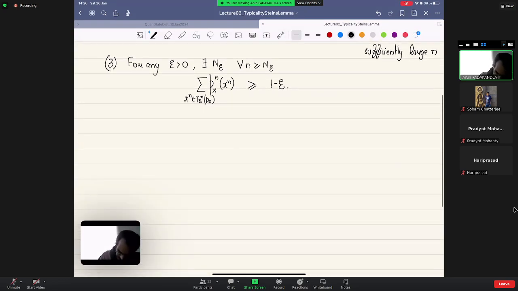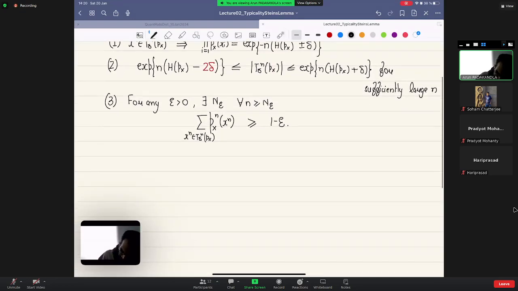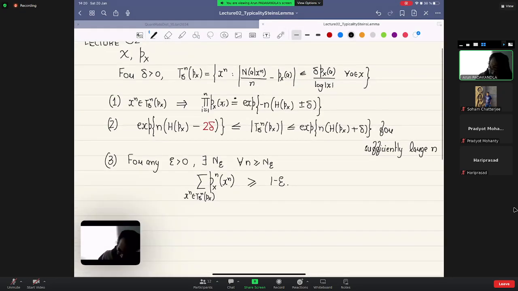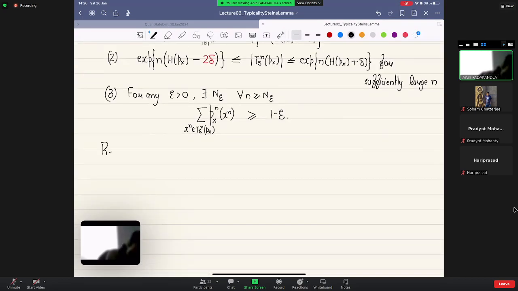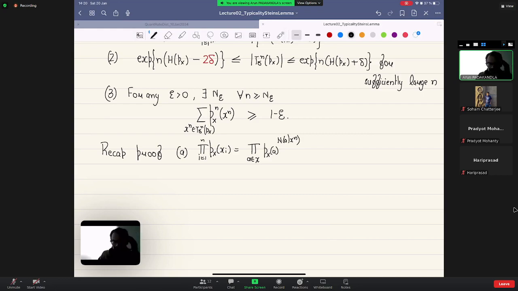So just a few recap of how we proved. The first one is essentially a very small recap proof. You just write this and then you will get it. The product over i equal to 1 of Px of xi. So you just write it as a product on the elements. So Px of A to the power Na of xn, and you use the bound on Na of xn, given that you're already in T delta n. Okay. So this is that.